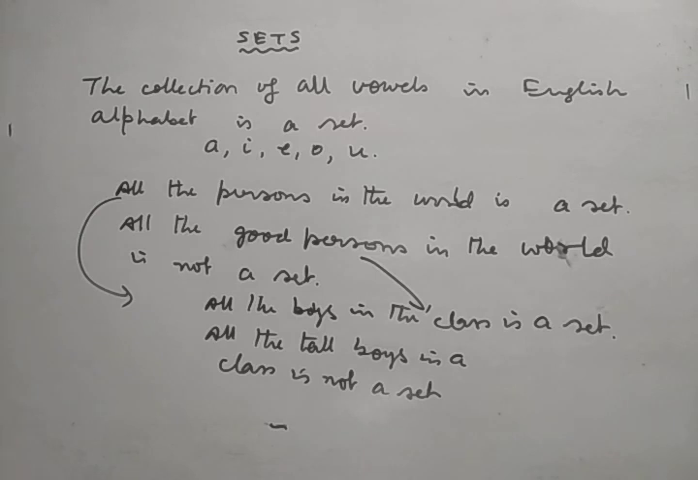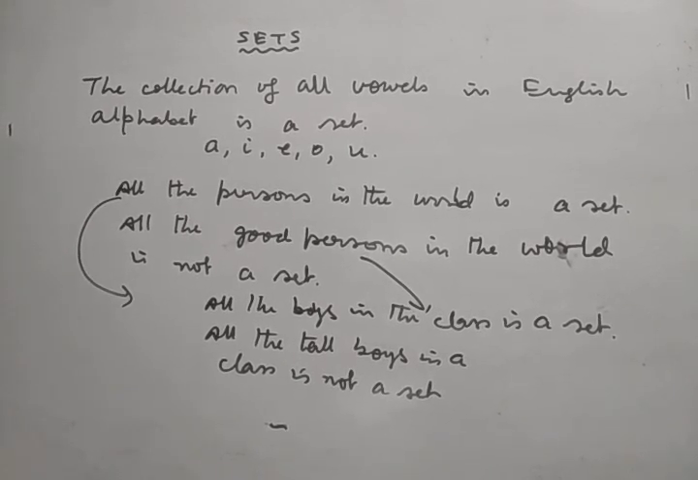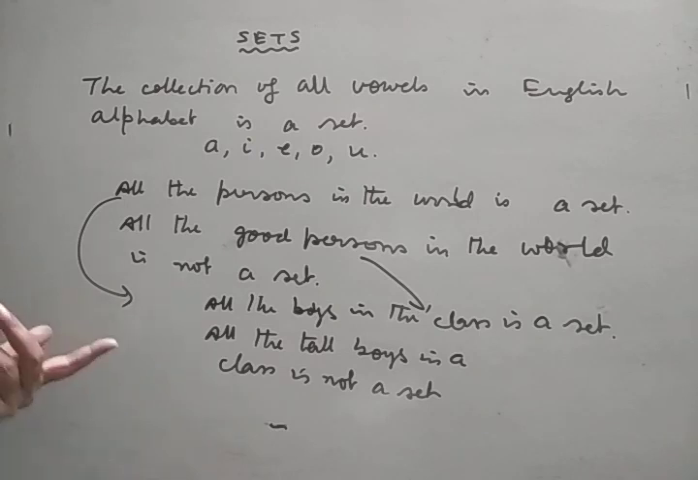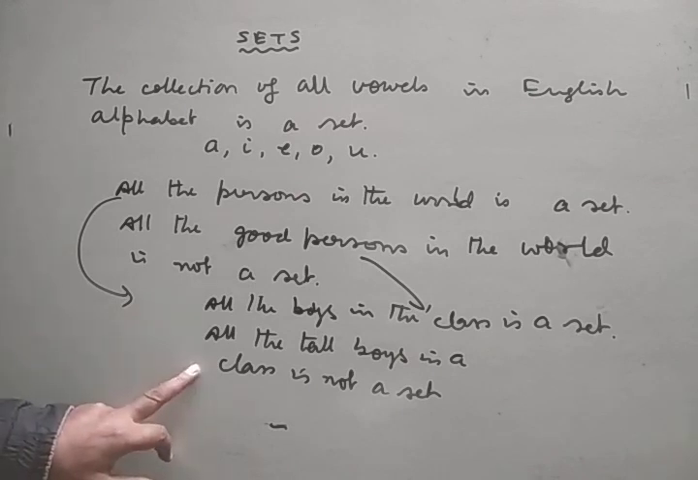Therefore, the collection must be well defined. Objects must be well defined. The collection of all objects, okay, the well-defined collection of all objects, the definition must be well defined. Suppose all the boys in a class is a set, that is well defined, but all the tall boys, who are the tall boys? So it does not form a set.